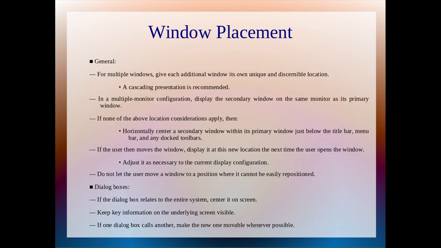Window placement. General. Let's discuss in general. For multiple windows, give each additional window its own unique and discernible location. A cascading presentation is recommended. In a multiple monitor configuration, display the secondary window on the same monitor as its primary window. If none of the above location considerations apply, then horizontally center a secondary window within its primary window, just below the title bar, menu bar and any docked toolbar.